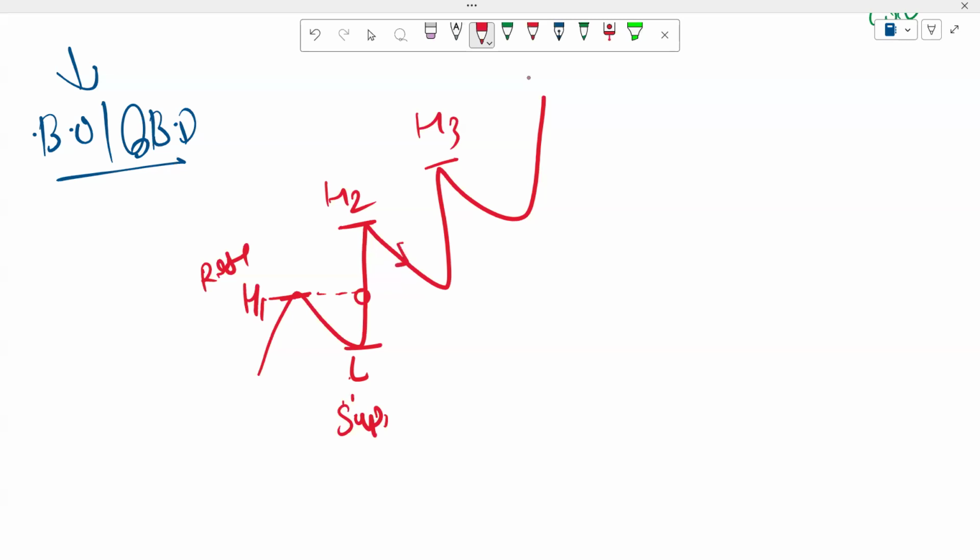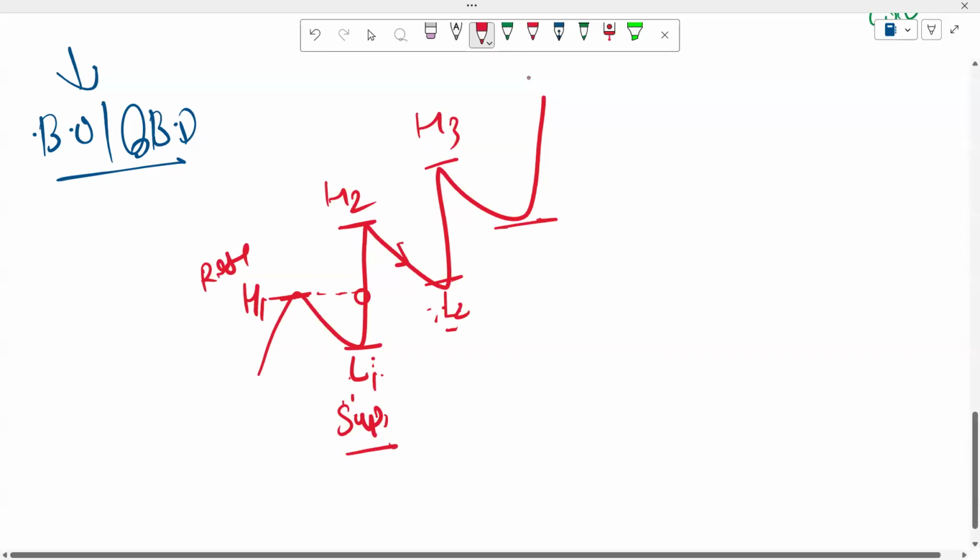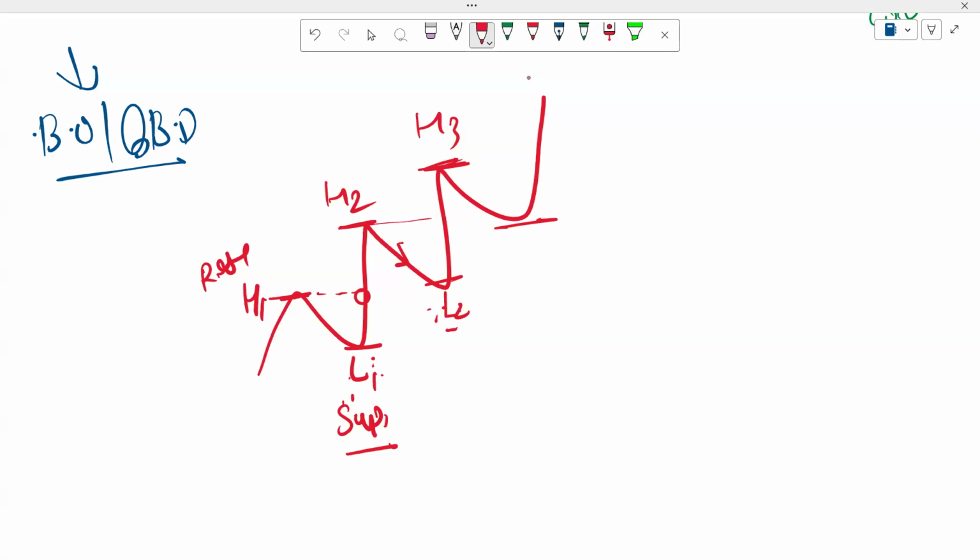Again, your market is coming down. It took the support L2. Okay, it's L1, this is L2. L2 is greater than L1. That is why I'm saying lows are getting stronger and stronger. Low means support is getting stronger and stronger each and every time. And again, this H2 makes a new high H3, and this keeps on continuing.